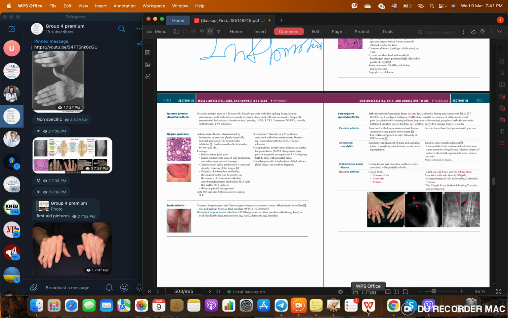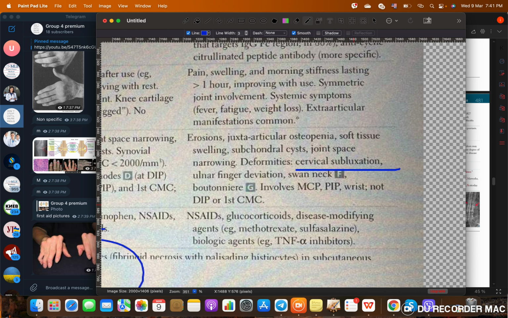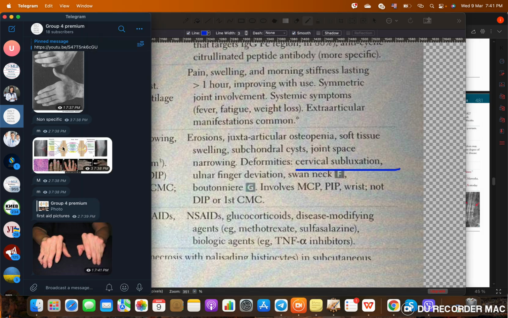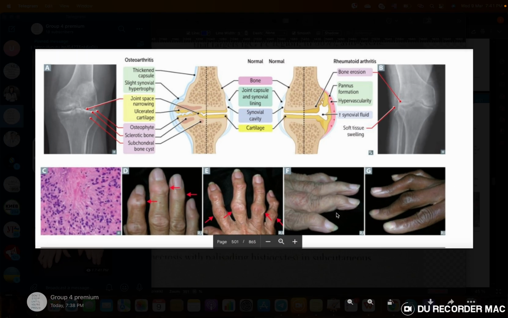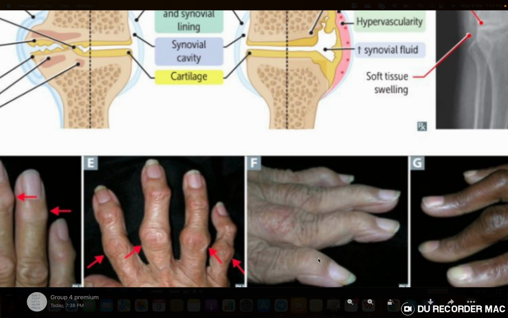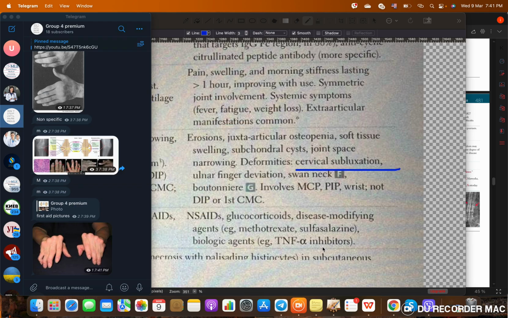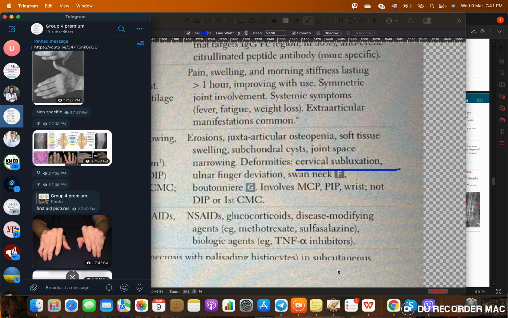The next thing. Good. So yeah, they can have this swan neck formation. Let's take a look at it. So yeah, you can see how it goes up and down like a swan, right? Swan is this animal, the white one.